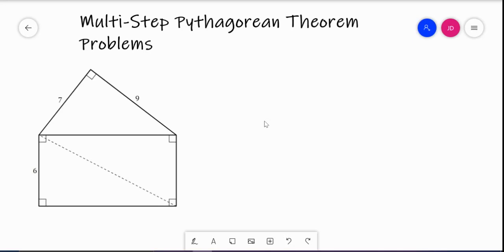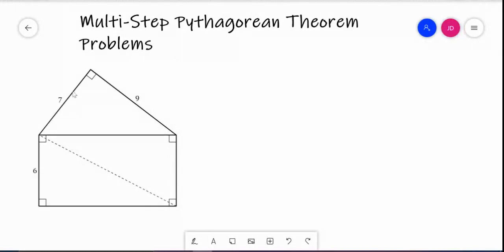In today's video, we are going to be solving multi-step Pythagorean theorem problems. So we're going to be given these obscure diagrams and use Pythagorean theorem to solve for the sides or whatever they're asking for in this problem. All right, so in this problem right here, we are looking for, it looks like, the dashed side right here. That's what we're trying to look for.